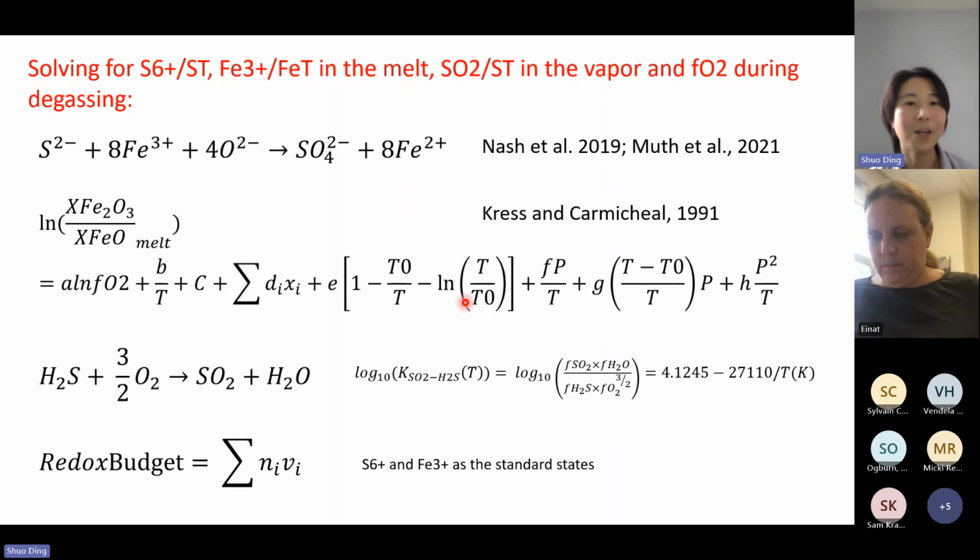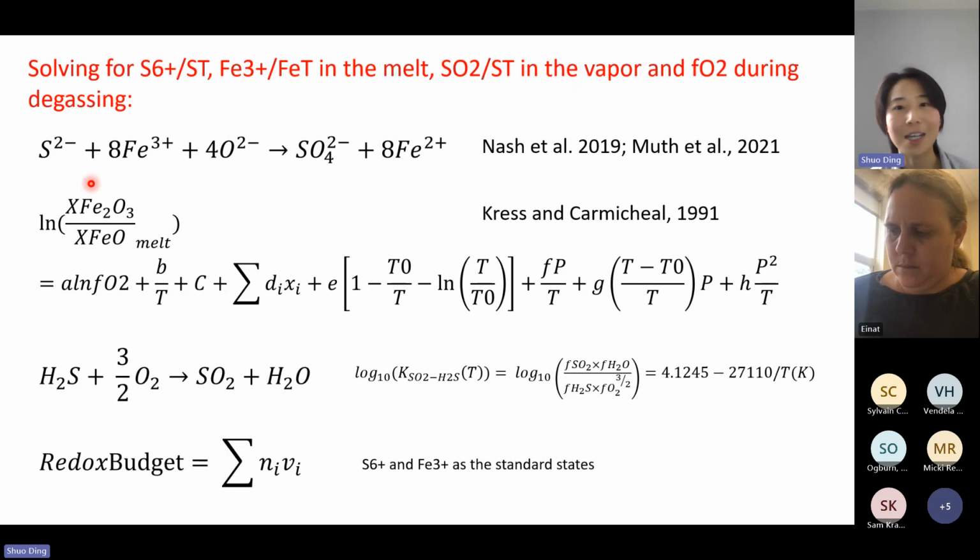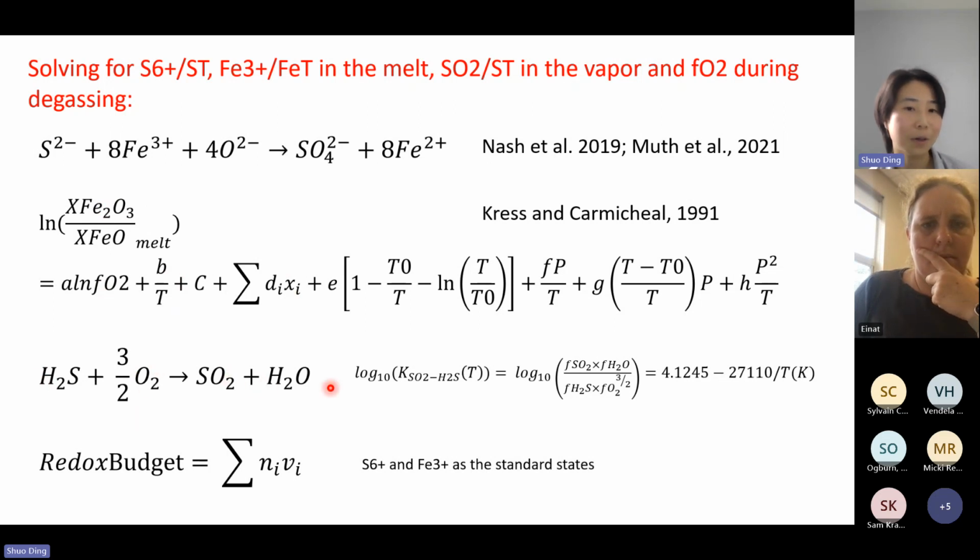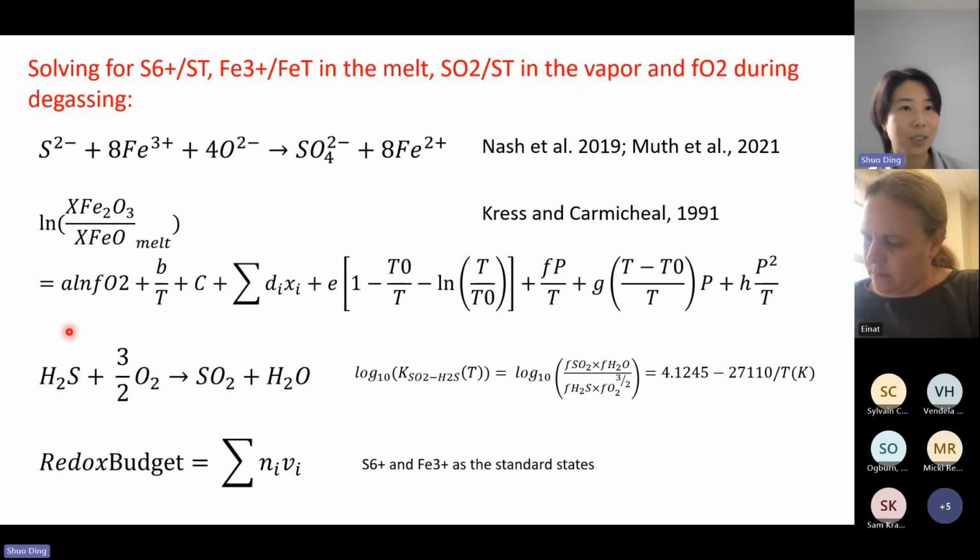I won't go into too much detail, but what SulfurX can also do, because sulfur is a multivalent element, is that when it degasses, it causes some electron exchange in the magma and in the vapor phase, and that actually changes the redox of the whole system. So SulfurX can also predict this, and this involves solving these 4 equations together. Basically, we are dealing with the equilibrium between sulfur and iron in the magma, and then the ferrous iron and oxygen equilibrium is this one, and then the H2S, O2, SO2, and water equilibrium in the vapor phase. And the last equation, which ties everything together, is this redox budget conservation. So basically, we assume the whole system is a closed system.